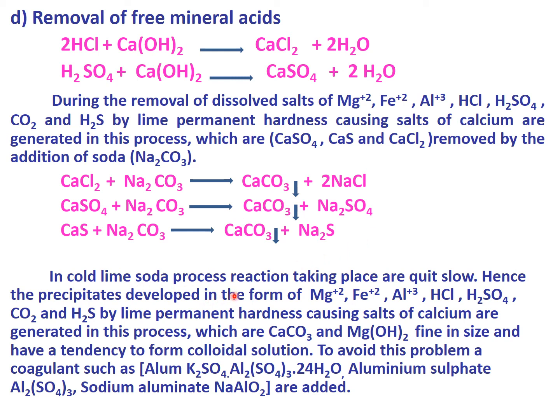In the cold lime process, the reactions taking place are quite slow, hence the precipitates developed, calcium carbonate and magnesium hydroxide, are fine in size and have a tendency to form a colloidal solution. To avoid this problem, a coagulant such as aluminum sulfate or sodium aluminate is added.